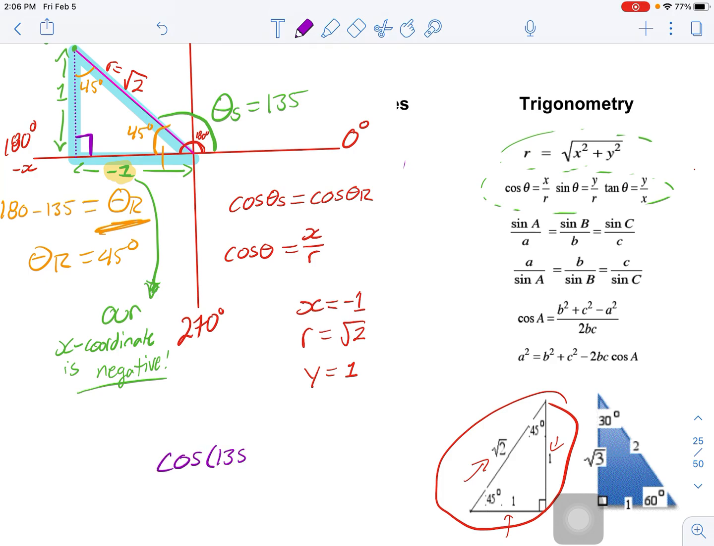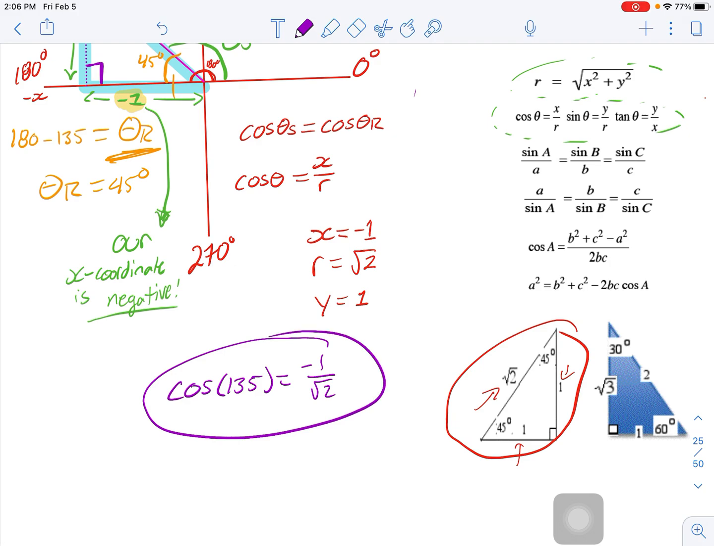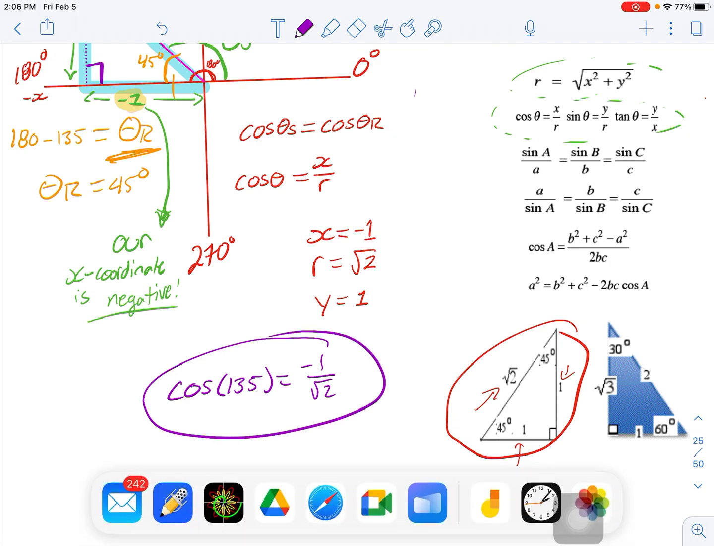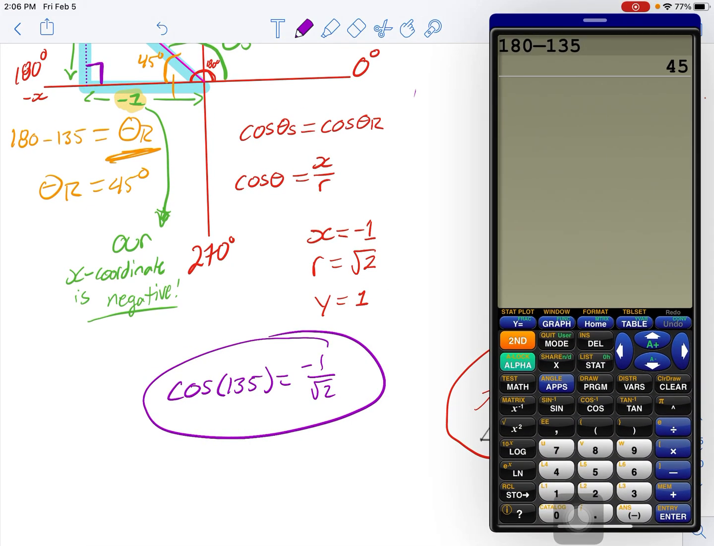So cos 135 is going to be the x coordinate to 135 and the r coordinate. As we said, that's -1, and r is √2. And there is what cos 135 equals. So let's check that again. Hopefully it's in our calculator still. No, it's not. So again, let's plug in cos 135 and just see what that gives us.